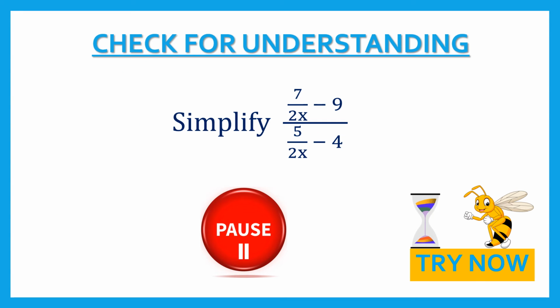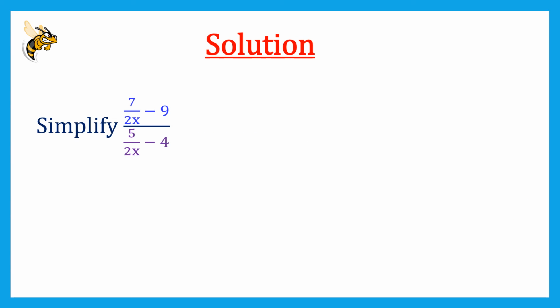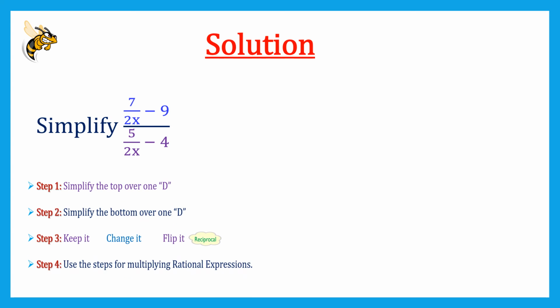Now let's go ahead and check for understanding. Simplify 7 over 2x minus 9 all over 5 over 2x minus 4. Solution. Simplify 7 over 2x minus 9 all over 5 over 2x minus 4. Let's remind ourselves of the steps. Let's focus on the top.